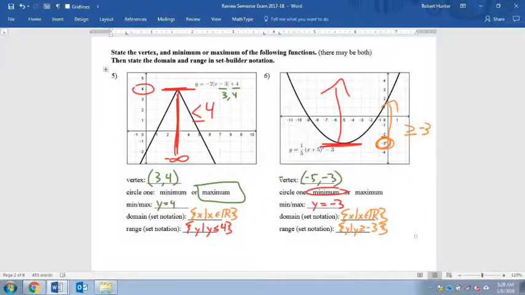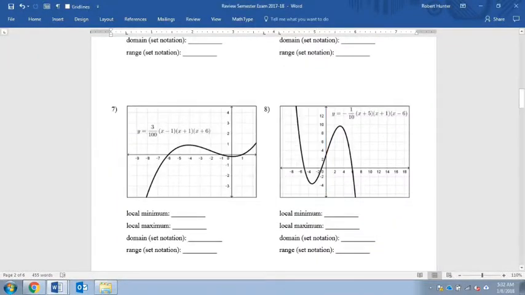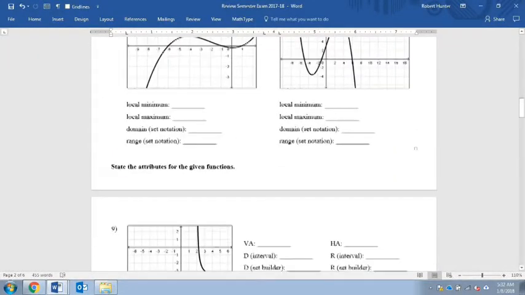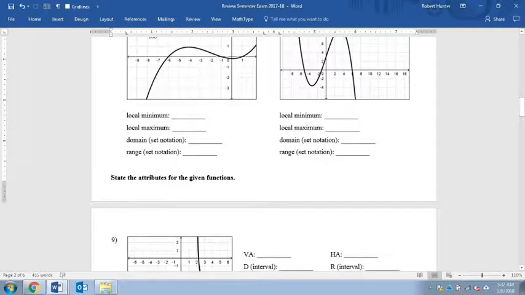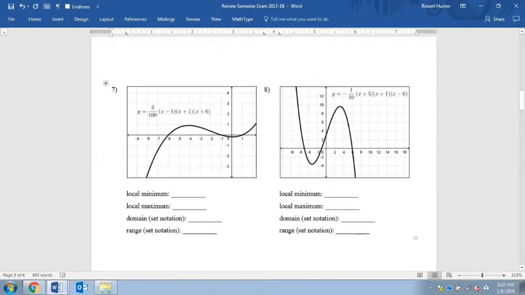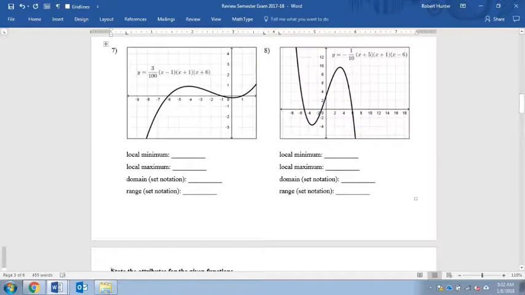Alright, let's scan down a little bit. Oh, let's do these two real fast. No sense in making a new test. Ooh, that needs to be on the next page. State the attributes of the given functions. Alright, 7 and 8. Here we go.